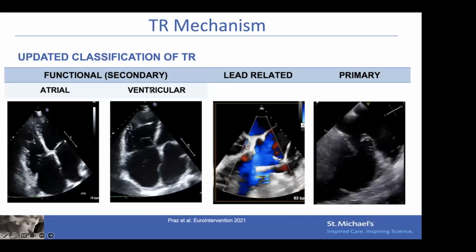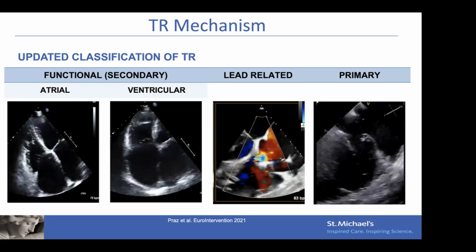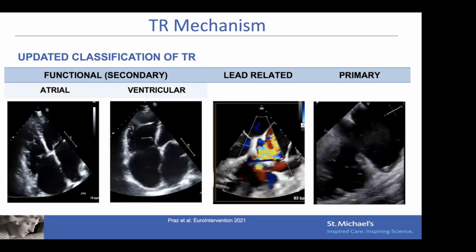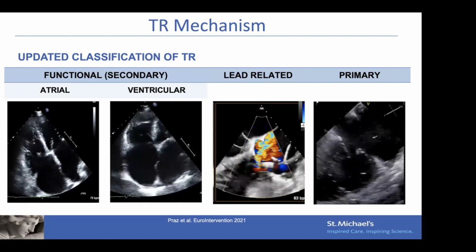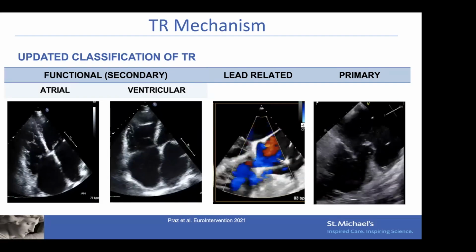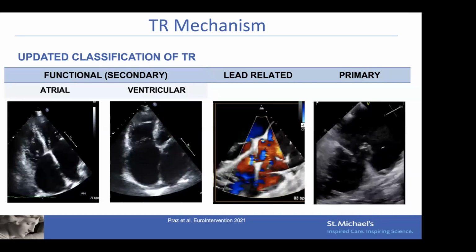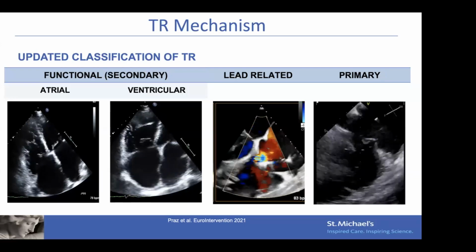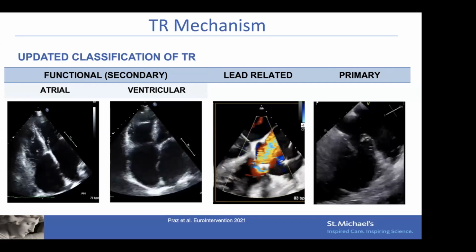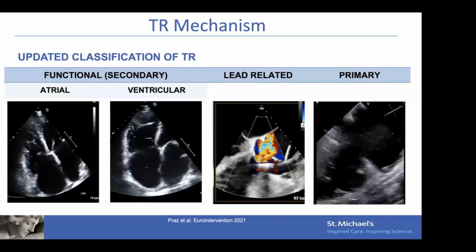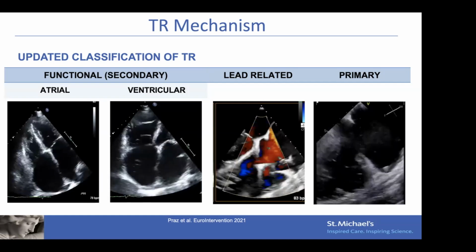Then what are the different types of TR? Well, recently there was an updated classification, and there are actually 3 broad categories. First being primary, meaning that the pathology is situated in the leaflet. You then have also secondary, in which the leaflets themselves are okay, but the valve is leaking because of changes in the surrounding structures. And then finally, there's the lead-induced or lead-related TR, and this is obviously unique for the tricuspid valve, because it's typically the only valve on which pacemaker leads are placed through.